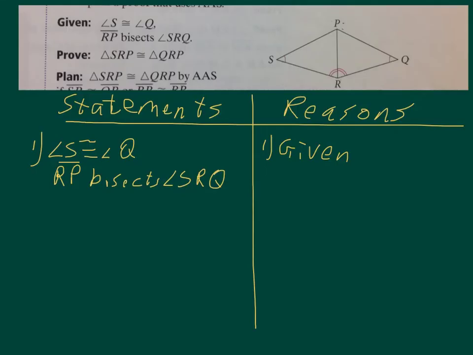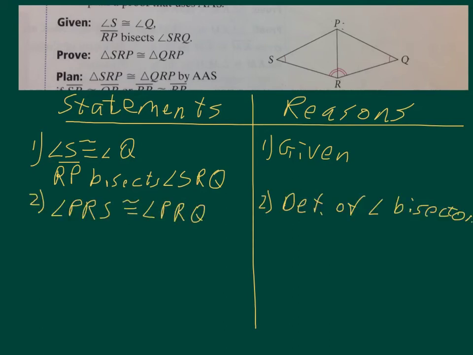Now let's look at example 3 and quick check number 3 at the same time. We're trying to prove the two triangles congruent. It's given that angle S is congruent to angle Q and that segment RP bisects angle SRQ. Pause the video while you try to figure out step 2. Step 2 should be angle PRS is congruent to angle PRQ by definition of an angle bisector.